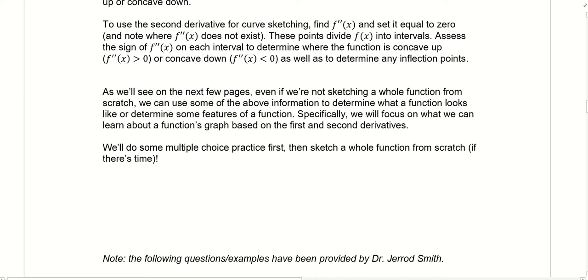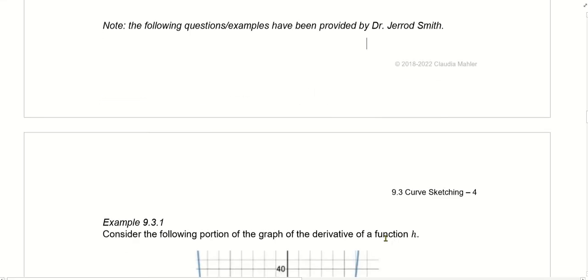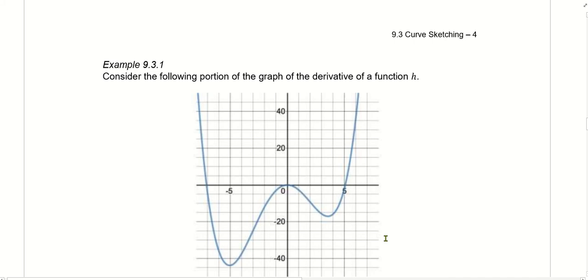So these questions, apart from the very last one, are provided by Dr. Smith, who's a fantastic instructor in the math department. If you ever get a chance to take a class from him, I would highly recommend it. These multiple choice questions on the next couple pages are from him, and these are coming from old calculus exams, whether it was Math 249 or 265.